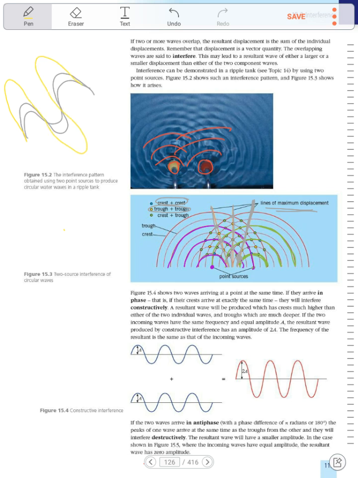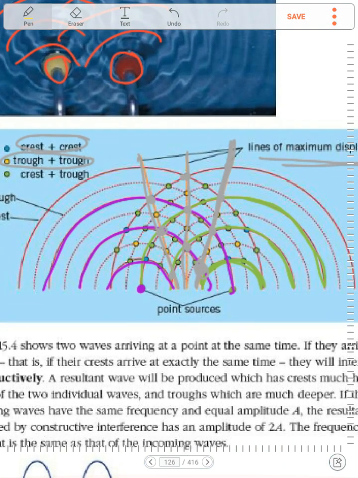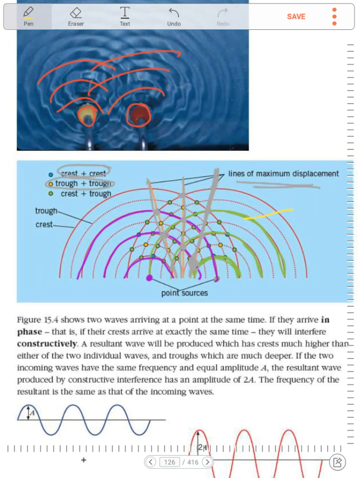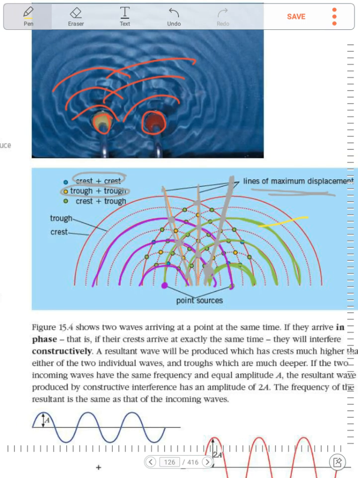Okay, this value equals the summation of this amplitude and this amplitude. Okay, crest and crest, we have a big crest, trough and trough we have a big trough. This is a type of interference which is a constructive interference. As seen here, we have this line, the line of maximum displacement, which is a constructive interference. Okay, between these we can see the destructive interference here and here.